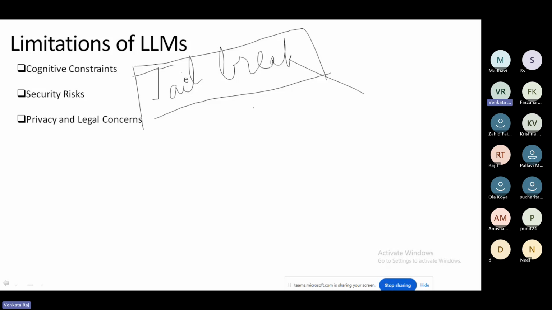Privacy and legal concerns. This is very, very important, everyone. All of you, we are learning how to leverage generative AI in our day-to-day activities. So we might want to get information for all the different things.